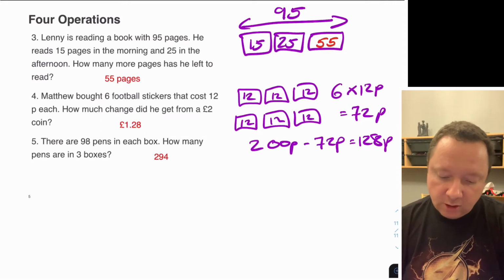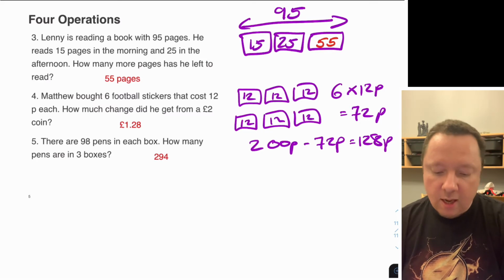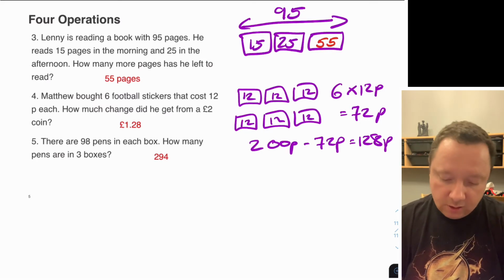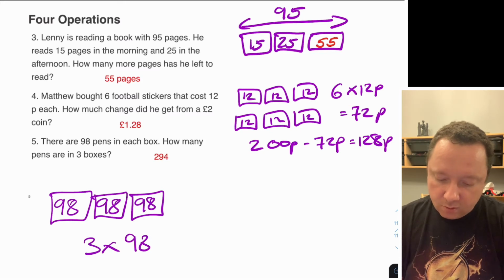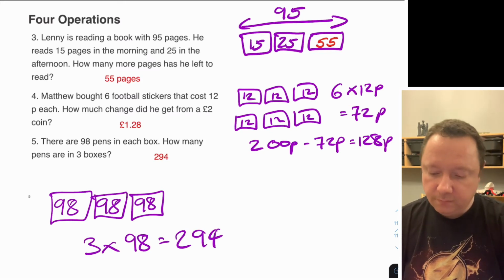And then the last question says there are 98 pence in a box. How many pens are in 3 boxes? So draw a box, it says there's 98 in the box, and I've got 3 98s, 3 boxes to do. So it's just 3 times 98, which is 294.